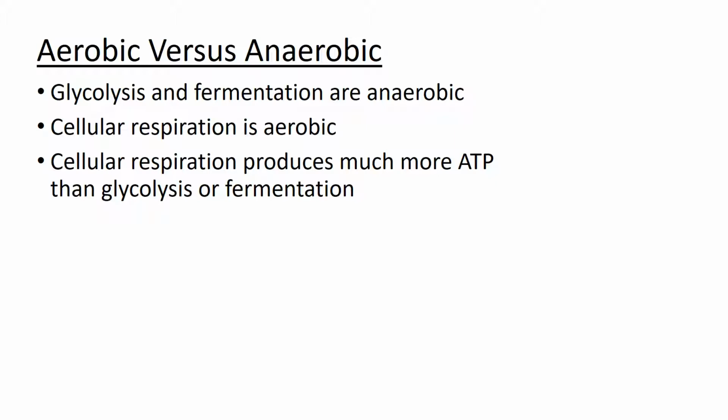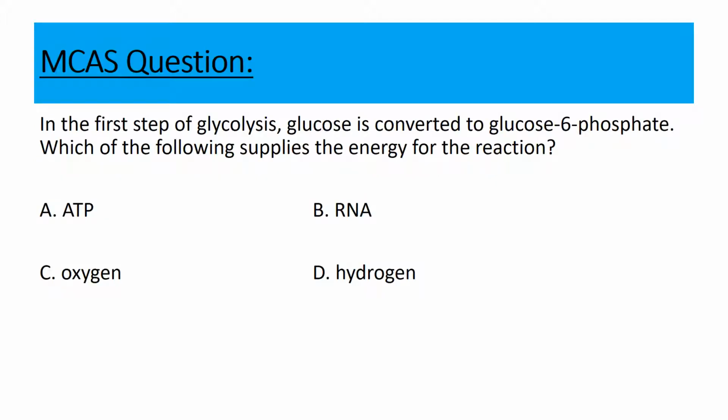Let's look at some MCAS questions. In the first step of glycolysis, glucose is converted to glucose 6-phosphate. Which of the following supplies the energy for the reaction? Well, we didn't talk about glucose 6-phosphate, but you don't really need to know about it to answer this question. We're talking about supplying energy for a chemical reaction in a cell. The answer is A. ATP is what cells use for energy.